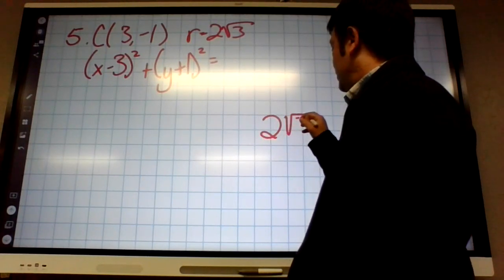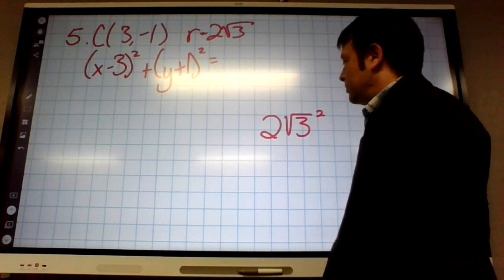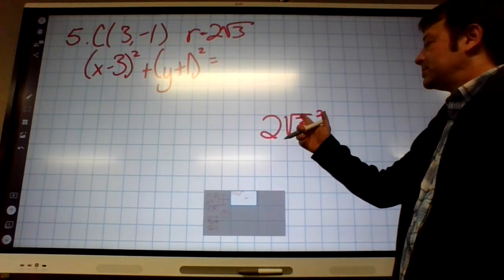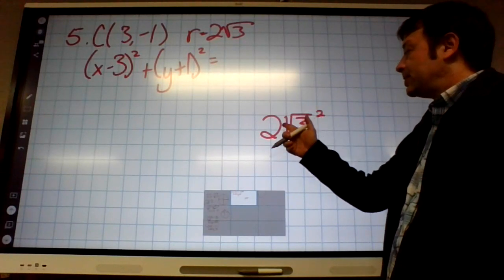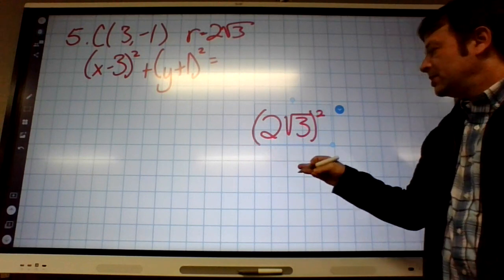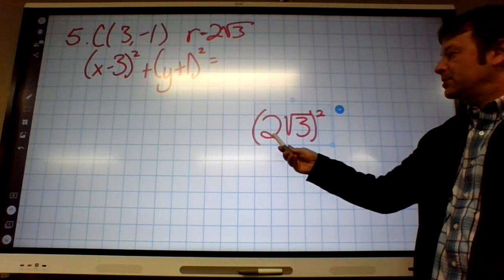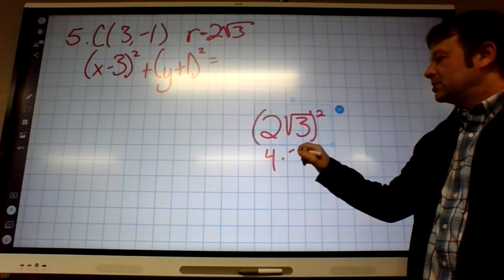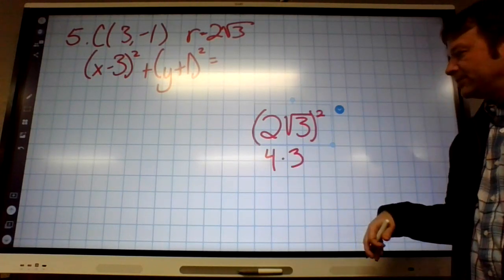Okay, if you put this in your calculator, why would it be wrong? Because it only squared, yeah, it does order of operations. It does exponent before multiply. So how would you have to do it? Like this. Okay, what is 2 squared? 4. What's square root of 3 squared? 3. So it's just 4 times 3.